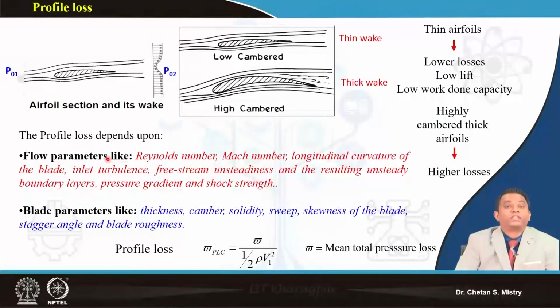Now this profile loss depends on different flow parameters. It depends on my Reynolds number, Mach number, longitudinal curvature of my blade, inlet turbulence, free stream unsteadiness, and it also depends on my pressure gradient and the strength of my shock. This profile loss we are discussing at this moment has relation to future discussion. That is the reason why I have kept this here.